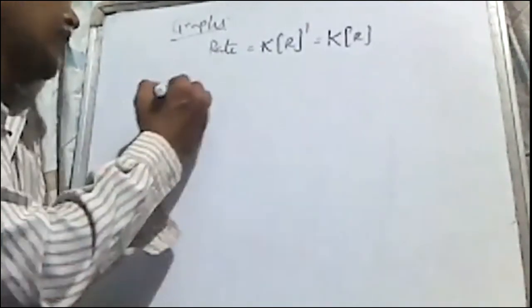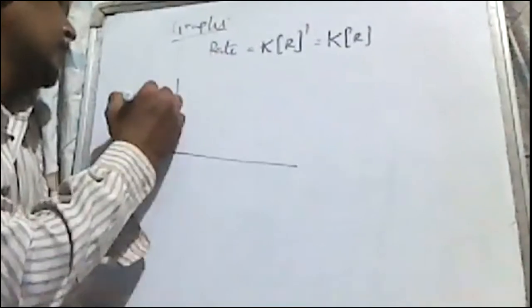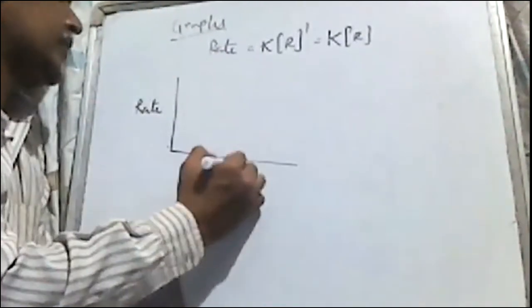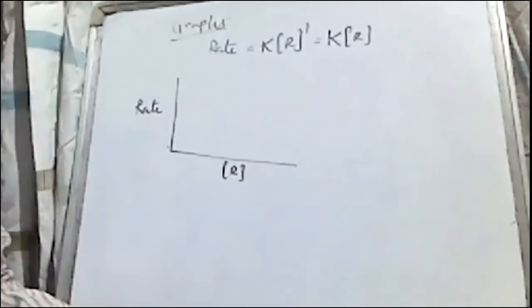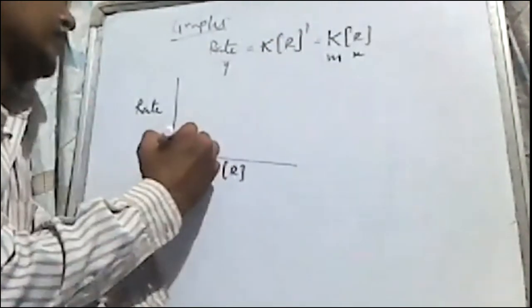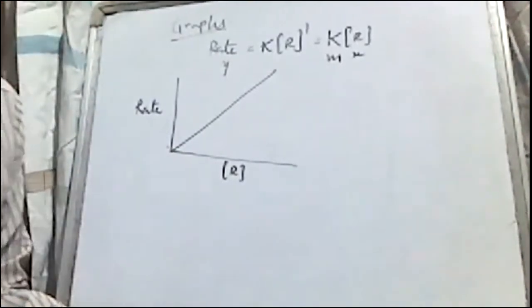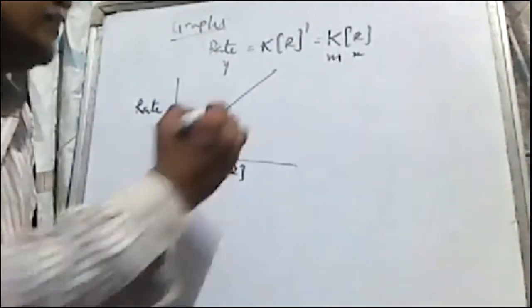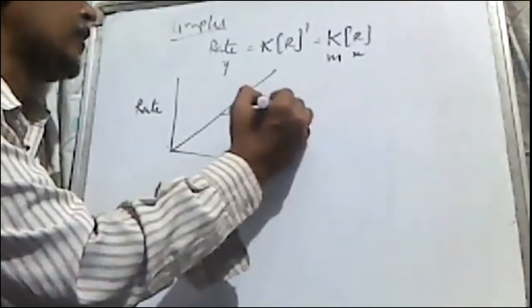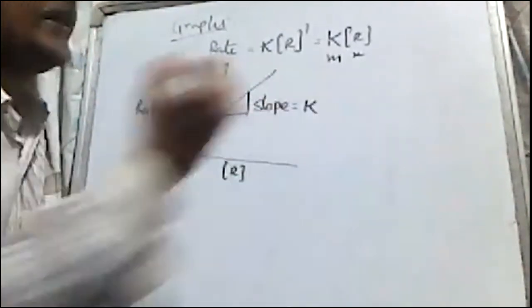Here, if I plot rate versus concentration of reactants, the plot is in the form of y equals mx. That's why this is passing through the origin, and the slope of this plot is equal to k.